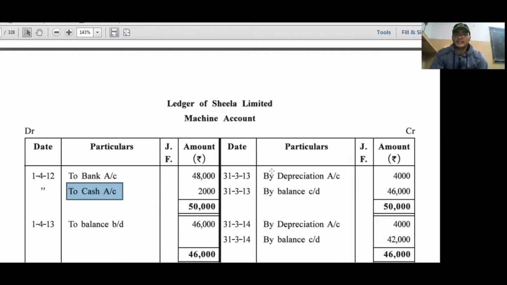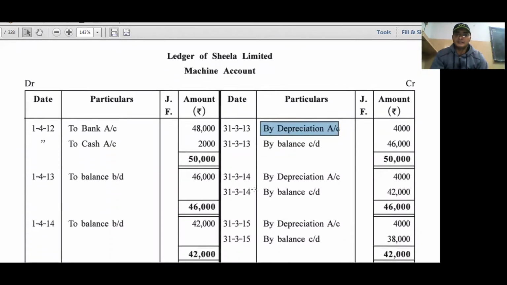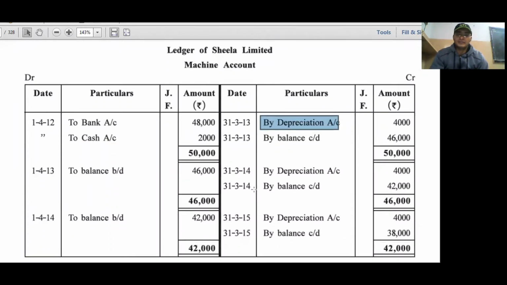Now, on credit side, there is a common entry: by depreciation, by balance carried down every year. Again, by depreciation, by balance carried down. Again, third year, by depreciation, by balance carried down. And in debit side, you can see that to balance brought down and to balance brought down.